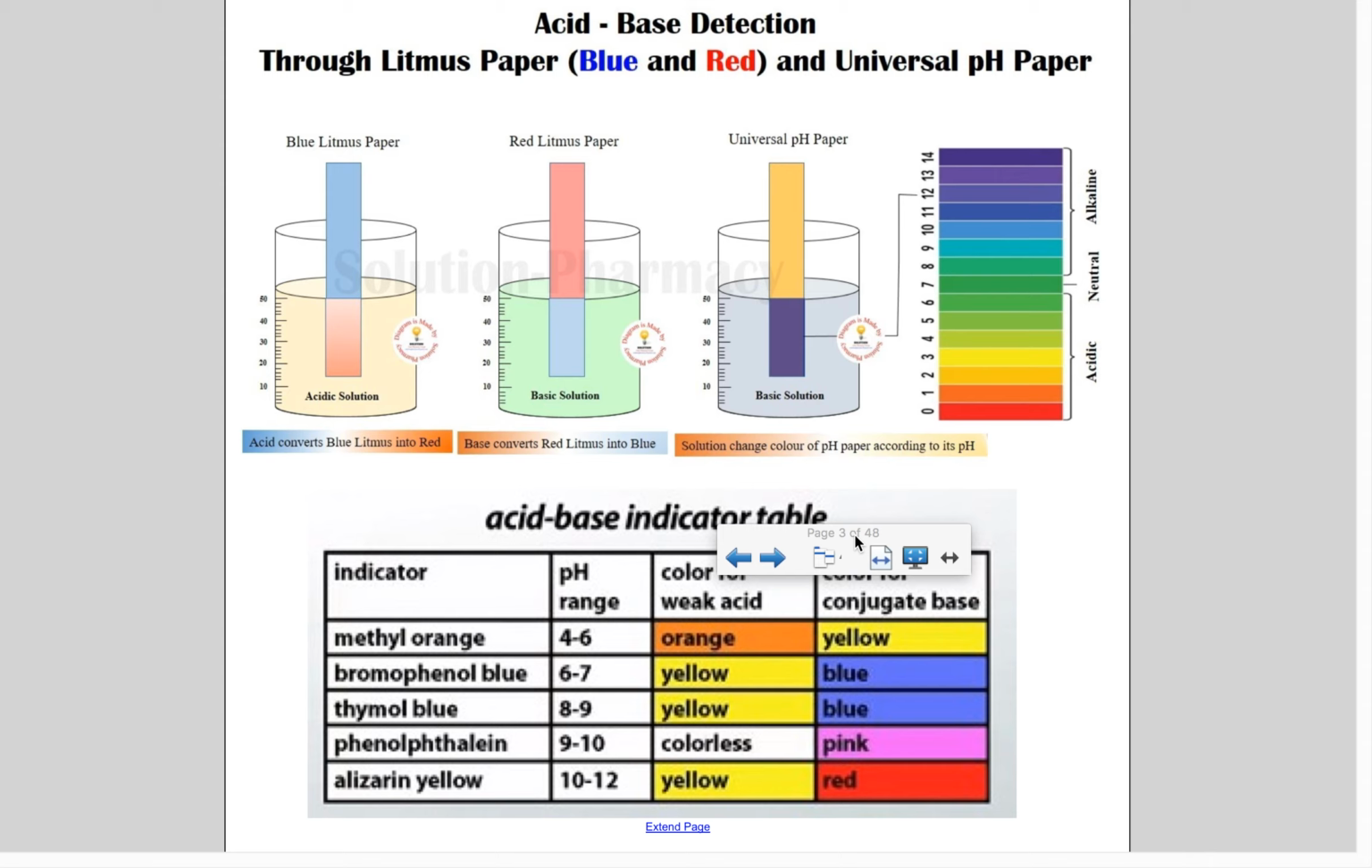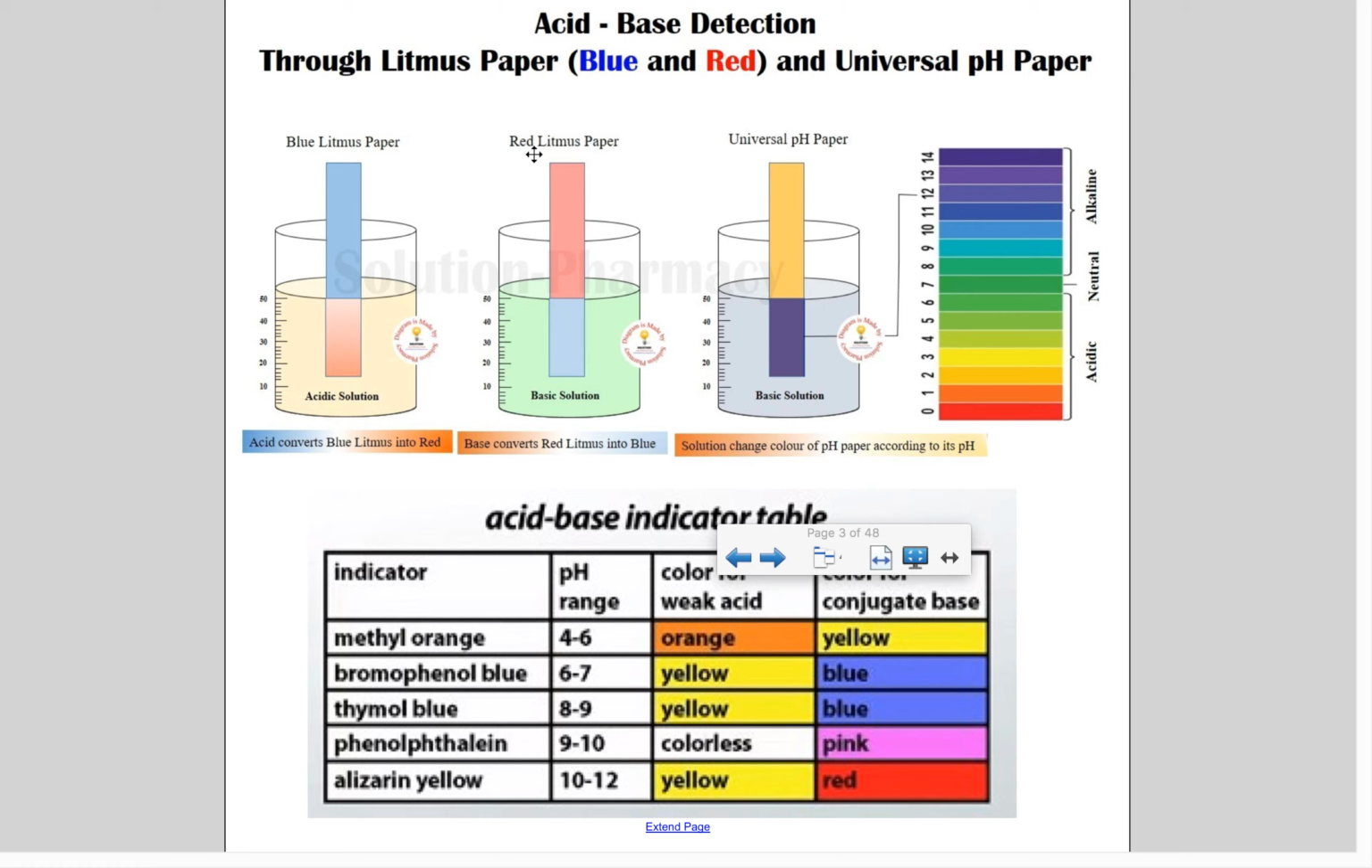Now, there are a couple of different indicators, and the first one I want to talk about is litmus paper. There are 2 types, or I should say maybe 3 types of litmus paper: blue litmus paper, red litmus paper, and universal pH paper. So blue litmus paper, if you soak it in an acidic solution, it will turn red. If you soak it in a basic solution, it remains blue. So the bottom line here is blue tends to be basic, red tends to be acidic.